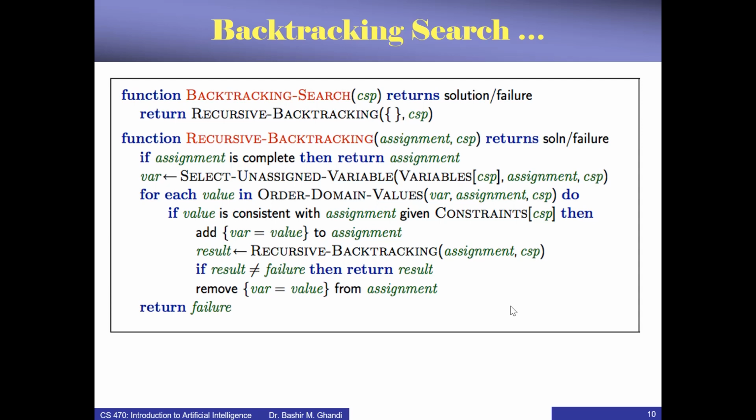virtually all CSPs. The only difference, as we shall see later, is trying to improve this backtracking algorithm to make it more efficient. And this is normally done in these two other routines that we shall discuss later: select unassigned variable and also order domain values. These are the algorithms that will be used to improve this backtracking search. We shall see that later. But before that, let's take examples to make sure we understand how the backtracking algorithm works.